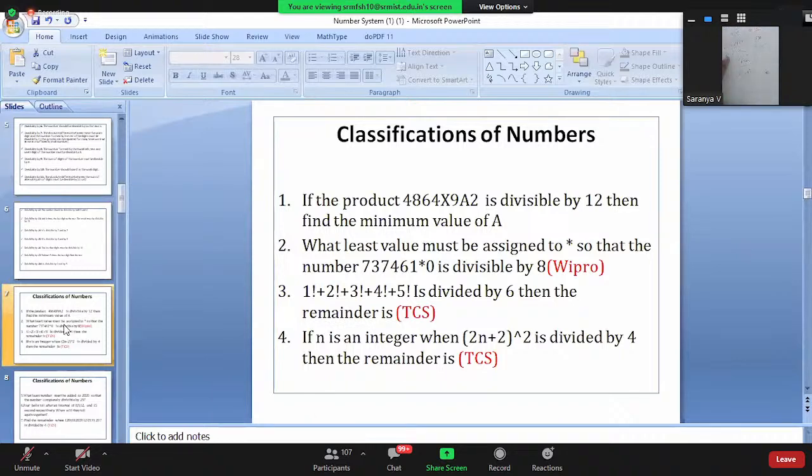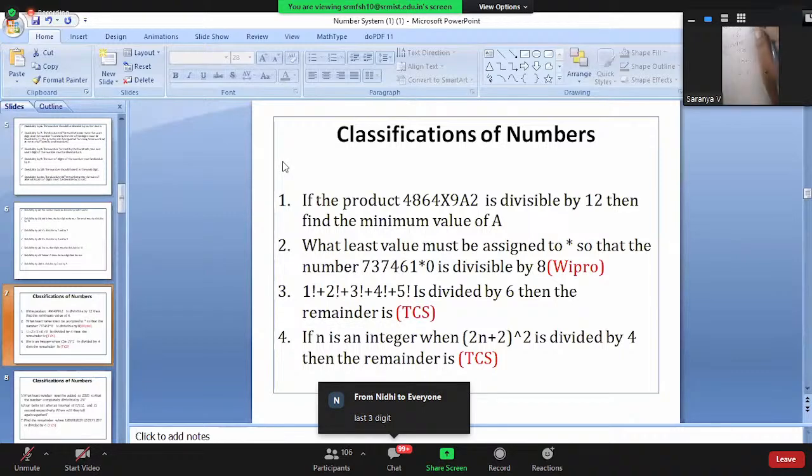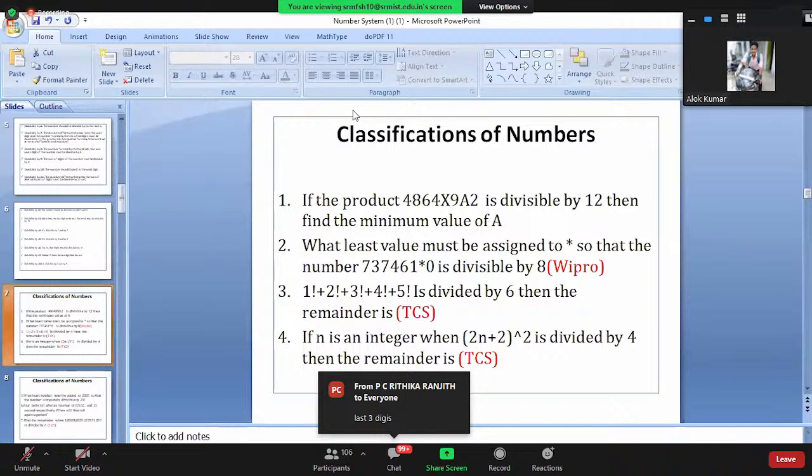You can unmute. Rule of 8 is what? Last 3 digits is divisible by 3. Yes, last three digits should be divisible by 8. Yes, 8.